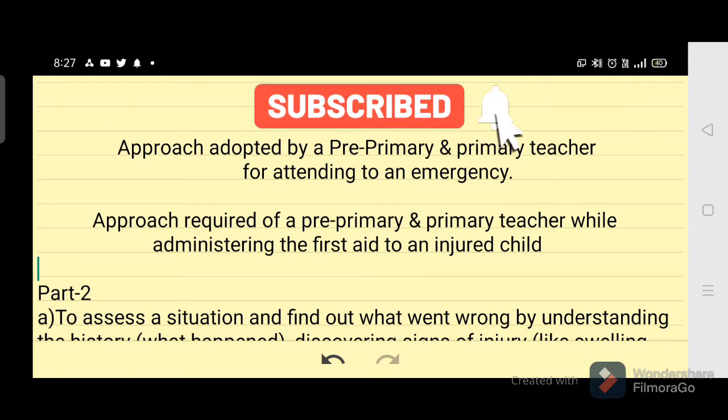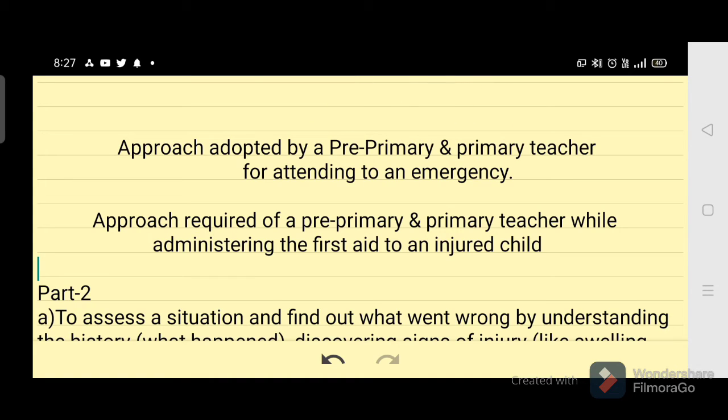Today's topic is the approach adopted by teachers for attending to an emergency, or you can say the approach required of a primary teacher while administering the first aid.